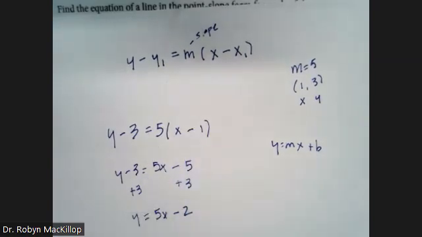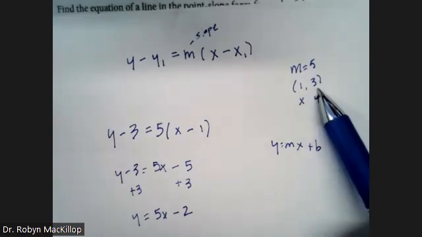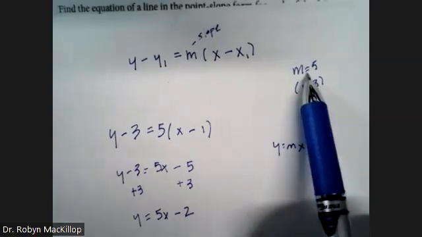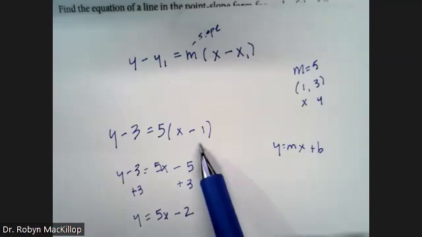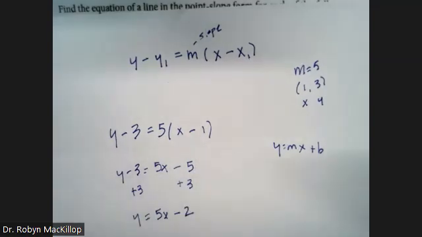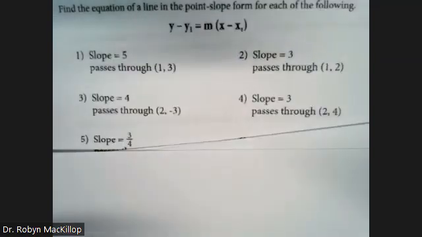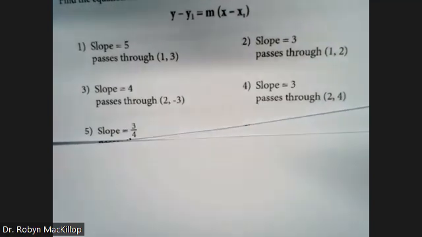So meaning that in y minus 3, the 3 is actually y1. Yes. And then you've got the slope. And in x minus 1, the 1 is actually x1. Yes. We'll do a couple more just to get you comfortable with it. Then we'll turn around and do the same problem with the slope intercept.